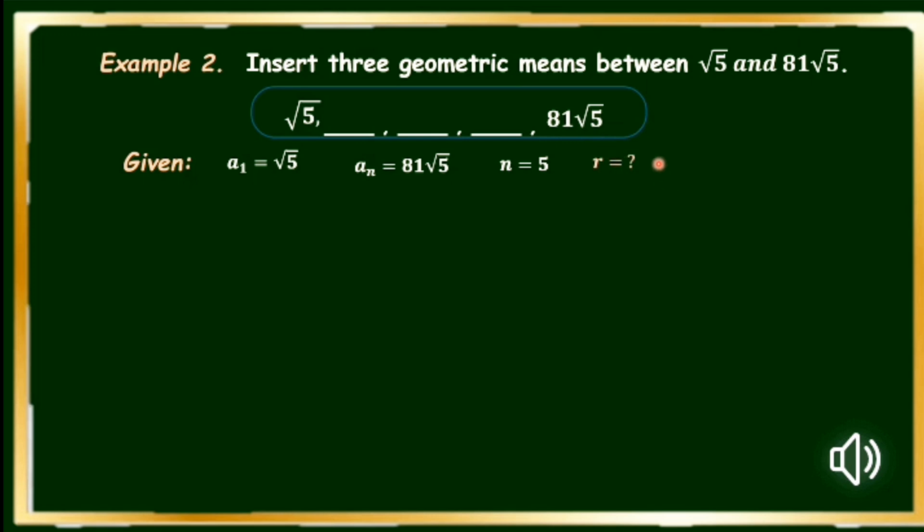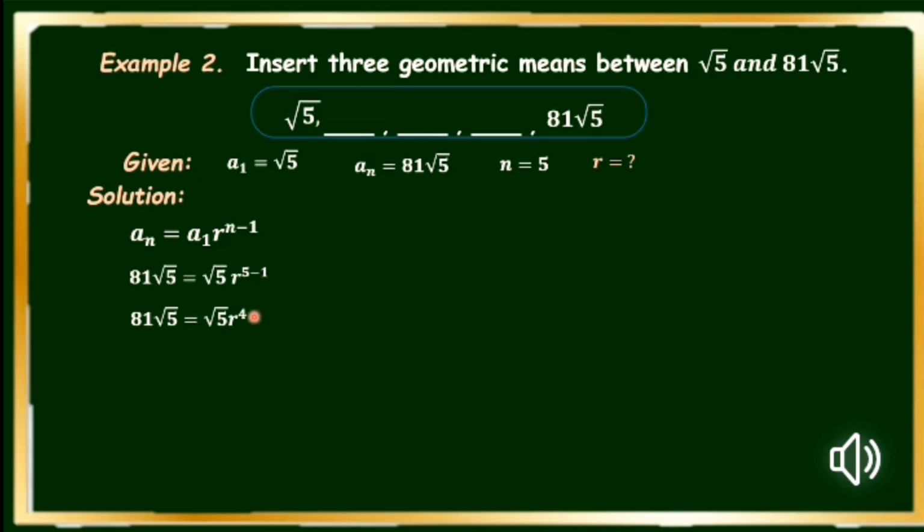Again, we need to find the value of r. Since this is a sub 5, we will write an equation for a sub 5. So, 81 over square root of 5 is equal to a sub 1, square root of 5, times r raised to 5 minus 1. Again, our a sub n is a sub 5. It's 81 over square root of 5 equals a sub 1, square root of 5, times r raised to n minus 1, 5 minus 1.